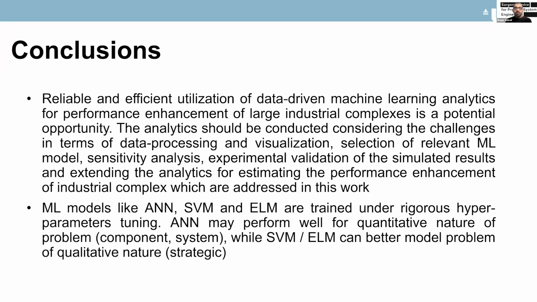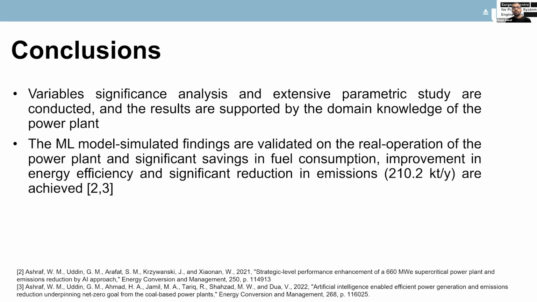We have identified that the ANN model may work better for the quantitative nature of the problem, which is the components and system level, whereas the SVM and ELM models can model the qualitative nature of the problem better. We have performed variable significance analysis and an extensive parametric study based on the model. The findings we have obtained comply with the domain knowledge, and they have been used to make informed decisions, as well as the operating scenarios which I have discussed before.